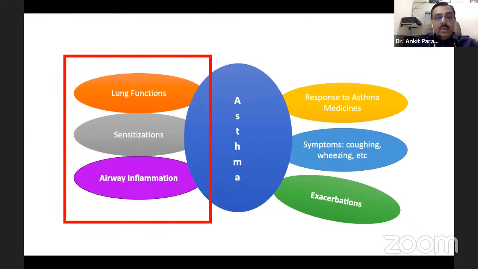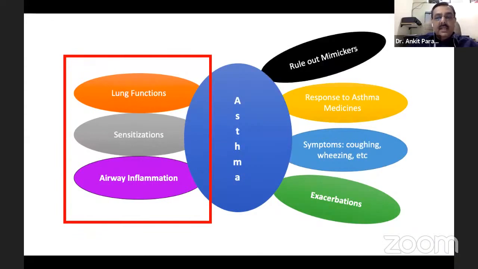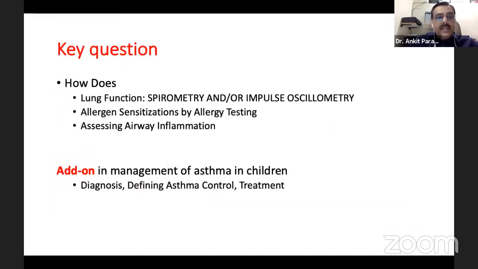So we are trying to look at the utility of these investigations over and above our clinical diagnosis. And obviously, when you're looking at all these things, you're also looking at clinical markers to look at mimickers of asthma. So the key question is: how does doing a lung function, allergen testing, assessing airway inflammation add on in the management of asthma in children? Does it help in diagnosis? Does it help in defining asthma control? And does it help us in treatment of these children?